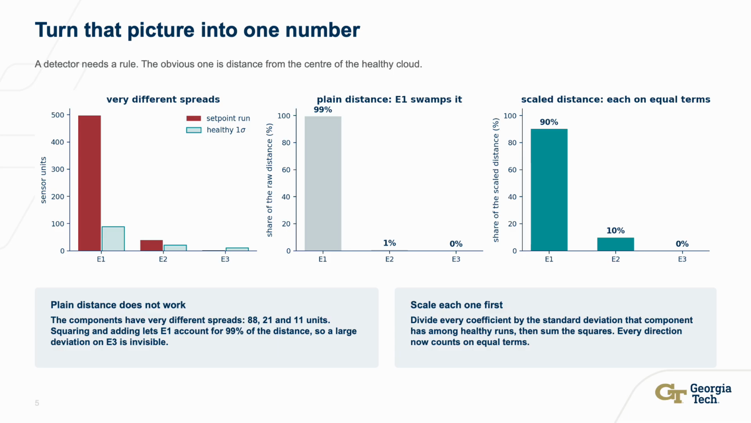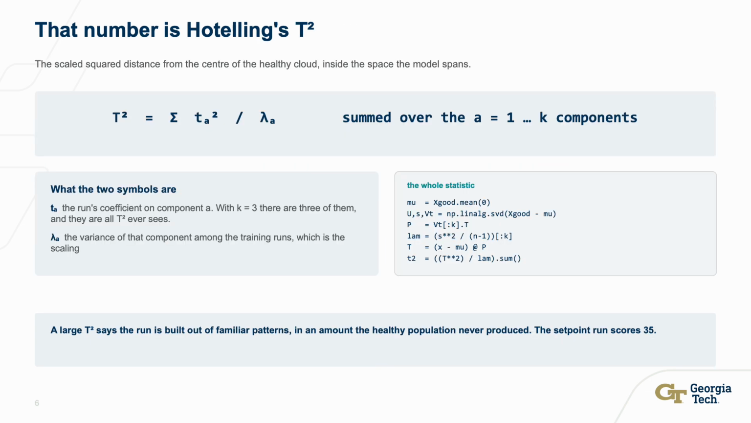It is worth being explicit about what the squared quantity means, because it is a habit that transfers well beyond the lecture. After dividing by the standard deviation, each term answers the question: how many standard deviations from the typical is this run in this particular direction? A value of 1 is ordinary, a value of 5 is not. Summing the squares of those is then a sensible total because you are adding comparable things. The expression has a name. It is Hotelling's T squared and it is about a century old.